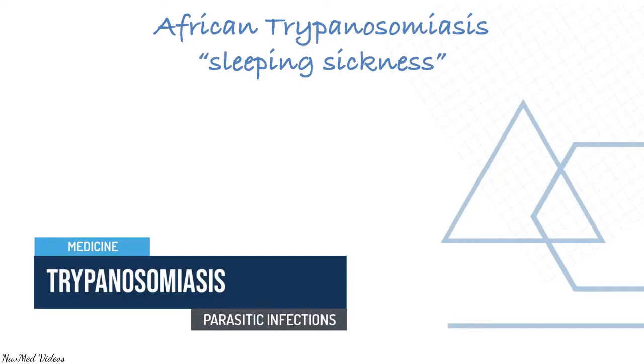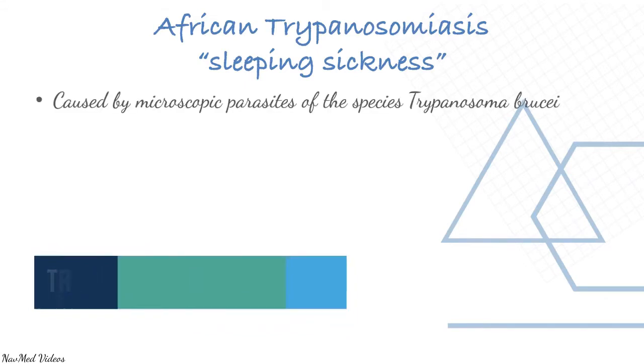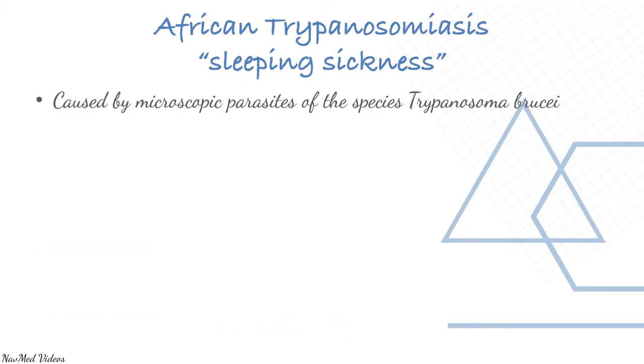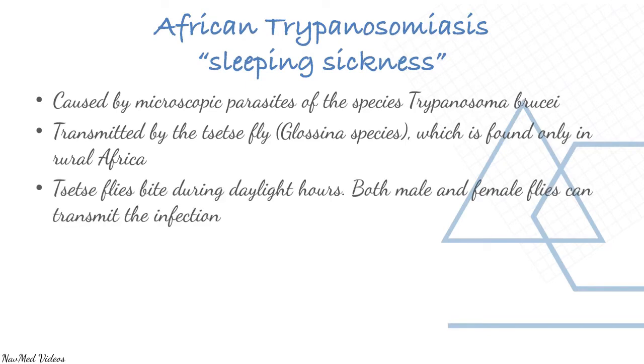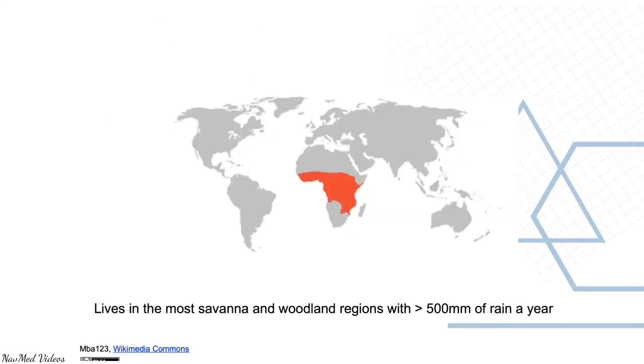Trypanosomiasis, or sleeping sickness, is caused by microscopic parasites of the species Trypanosoma brucei, transmitted by the tsetse fly, Glossina species, which is found only in rural Africa. Tsetse flies bite during the daylight hours, so that's very important. Both male and female flies can transmit the infection.